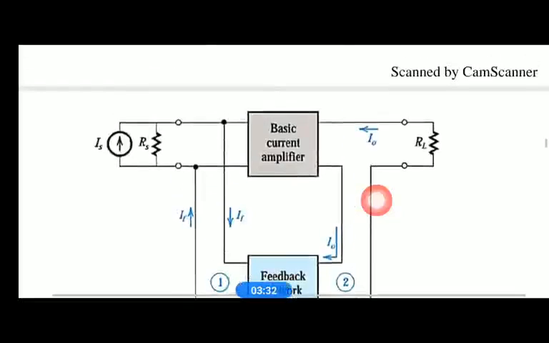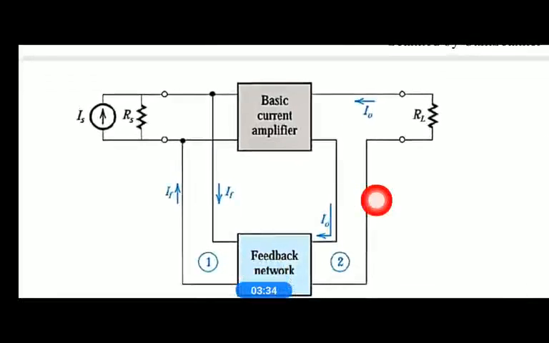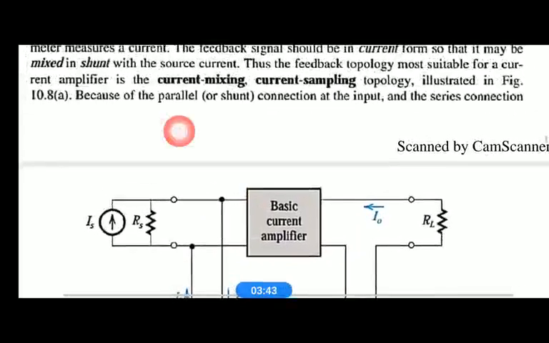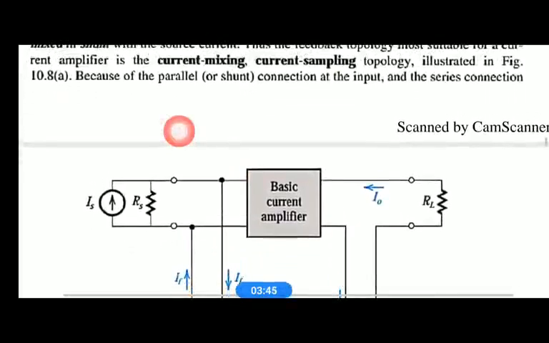You can see here the current is sampled and the current is mixed. Current is sampled at the output, current is mixed at the input. Therefore it is also called the current-mixing, current-sampling topology.